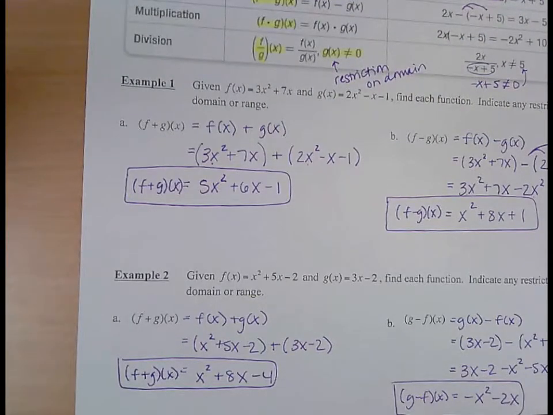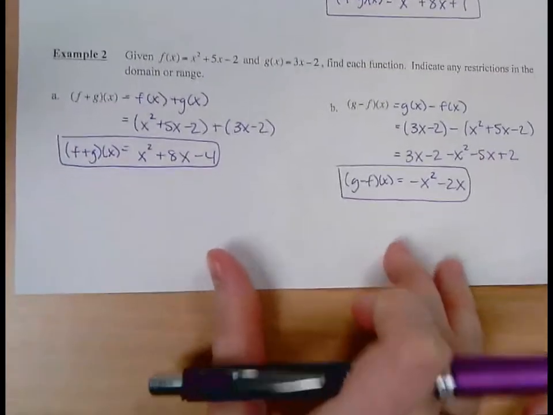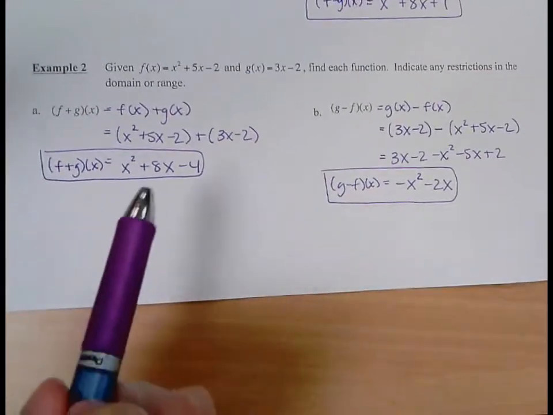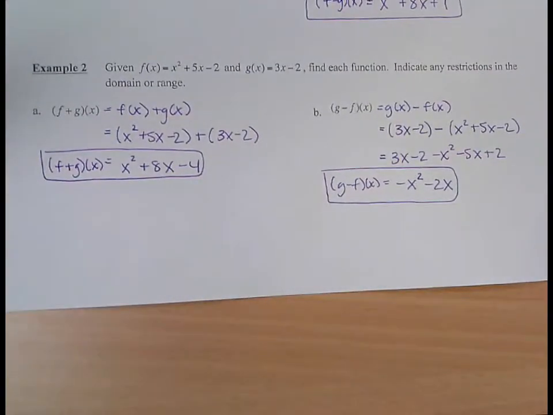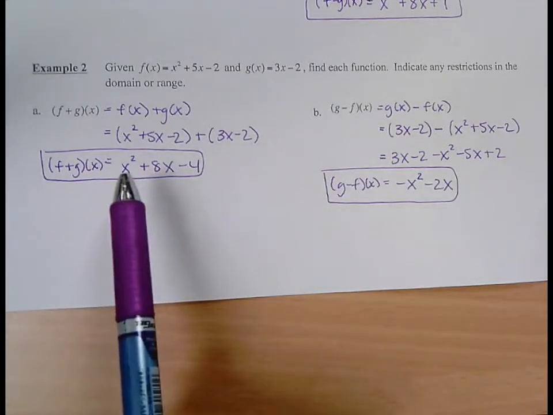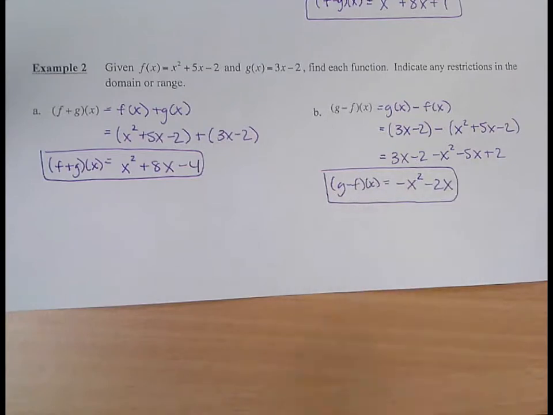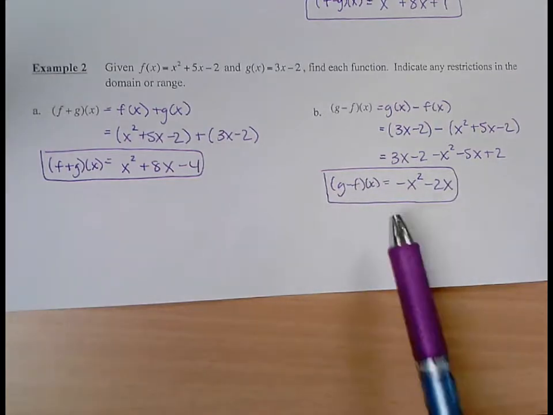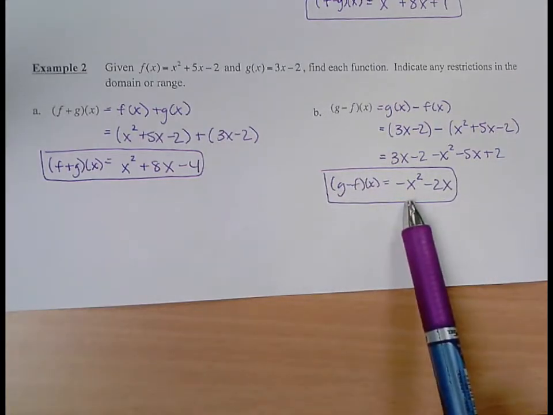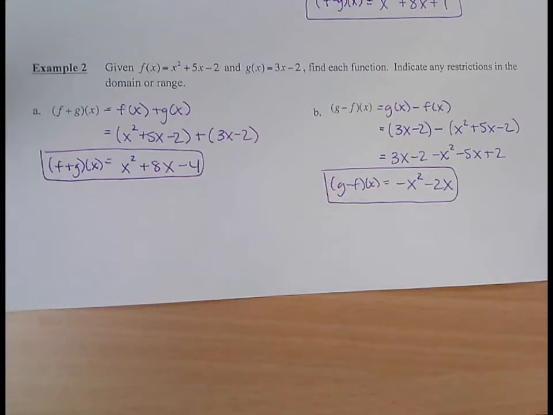All right, double check what you have. Sometimes I check one person's, and then hopefully if you're sitting in a group, you're checking with each other too. But make sure I didn't miss something, like a small sign that you were missing. Make sure for g minus f of x, it's negative x squared minus 2x, or if you had negative 2x minus x squared, that's the same thing, that's fine. Any questions?